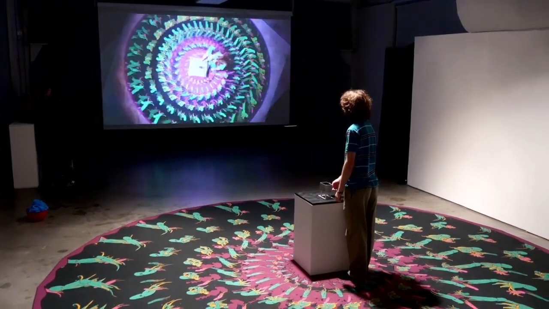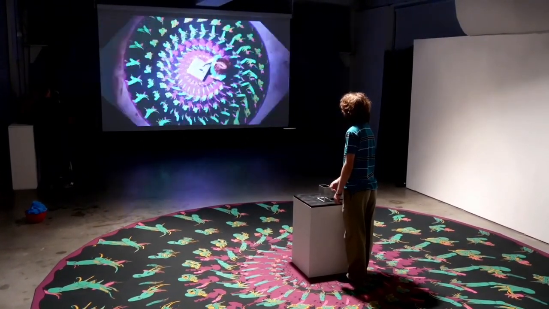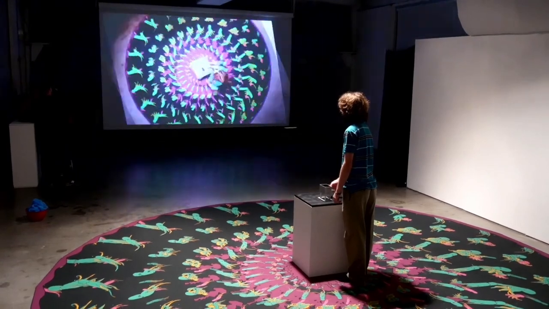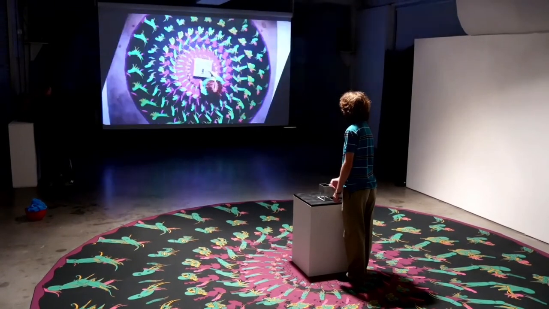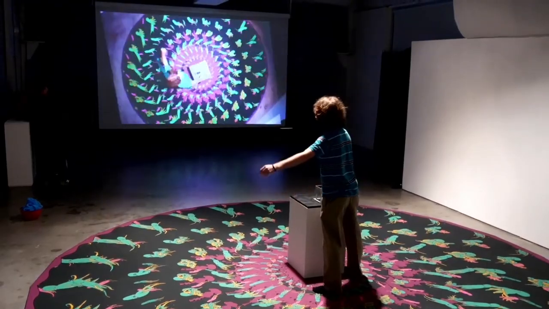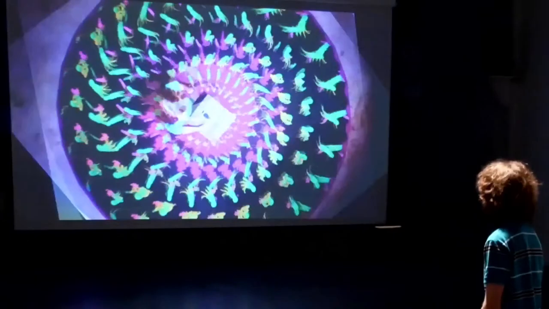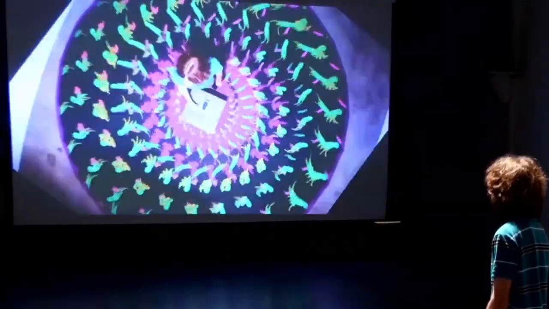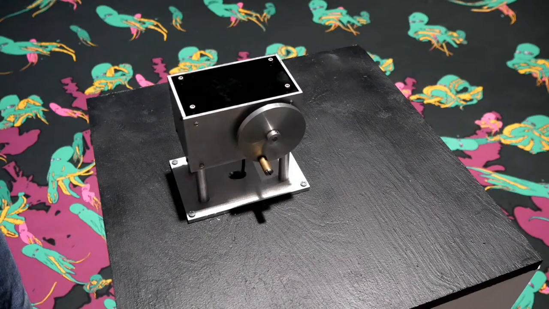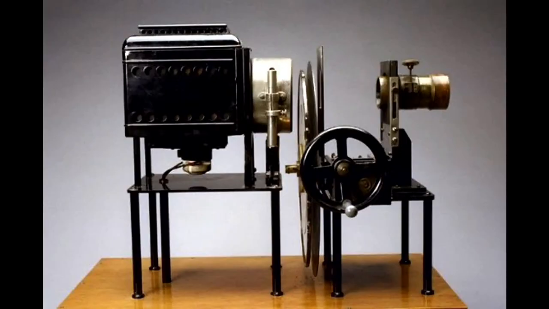There's a live projection overhead, so you can see yourself move into the work and move within the work. And then a crank box in the middle. When you turn the crank, a Spanish music box melody plays, and when you spin the crank fast enough, the animation pops to life. The crank box is kind of a minimalist version of Muybridge's zoopraxiscope, which he used to project his own motion studies late in life.